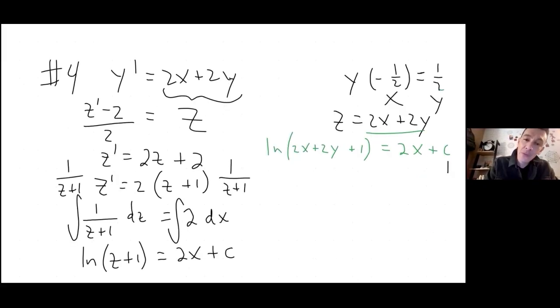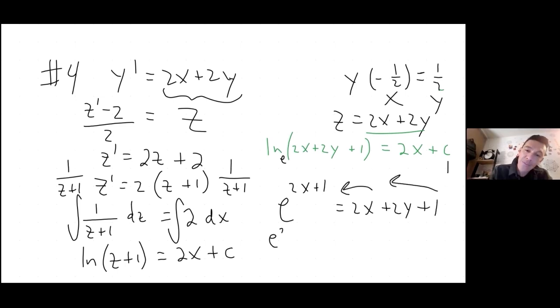So it would be, there is an e right there. So it'd be e to the power of 2x plus 1 equals 2x plus 2y plus 1. E to the 2x plus 1 minus 2x minus 1, all of this fun stuff over 2 equals y. You can expect problems like this on your solo quiz tomorrow.